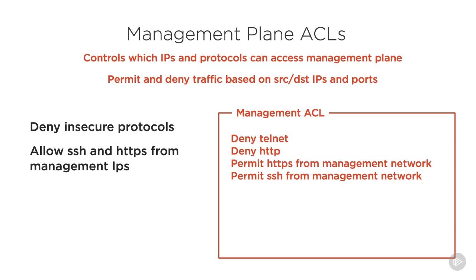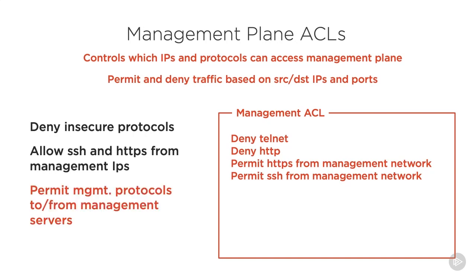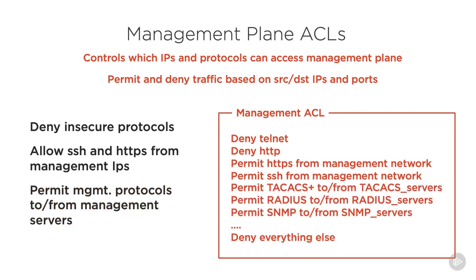So the ACL will deny Telnet traffic, deny HTTP traffic, and then permit only HTTPS or SSH traffic from the management VLAN IP space. Additionally, you can permit RADIUS, TACACS, SNMP, Secure Syslog, and Secure NTP traffic to and from their respective servers. This is just another layer of security to ensure that the traffic is only destined to the correct server, and a malicious actor isn't able to compromise the management plane.